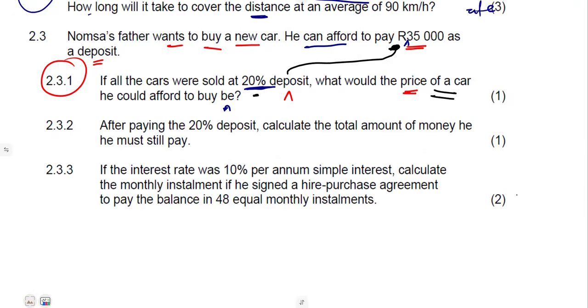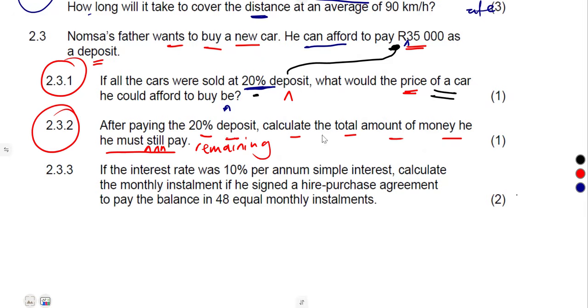All right. Anyways, let's consider 2.32. After paying 20% deposit, calculate the total amount of money he must still pay. What is the remaining amount? What is the outstanding to be paid? He has paid a deposit. This one is already paid. So we need what is to be paid.